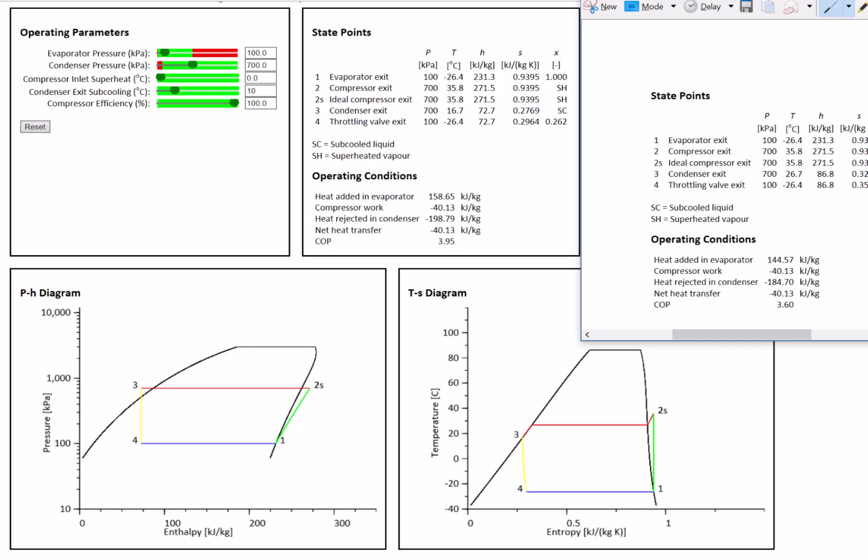But this point has shifted over to the left. Therefore, because 3 to 4 is a constant enthalpy process, 4 has also shifted over to the left, and that's increased the refrigeration effect. So it used to be 144.57, now it's up to 158.65. So our coefficient of performance has increased because we're adding more heat into the evaporator, still the same amount of work going in the compressor.